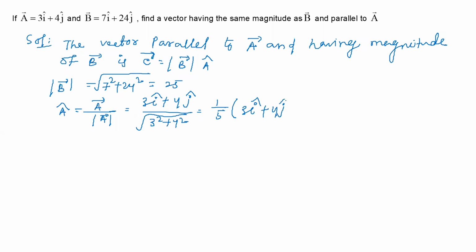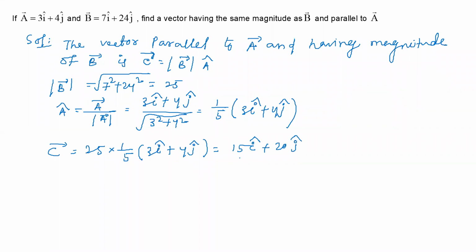And now I will multiply both the vectors. That means I want to find C vector, which is the unit vector A cap multiplied with the magnitude of B. Magnitude of B we got 25, into A cap, 1 by 5 into 3 i cap plus 4 j cap. That is 25 by 5 into 3, 15, so 15 i cap plus 5 into 4, that is 20 j cap. 15 i cap plus 20 j cap is the required answer to this question.